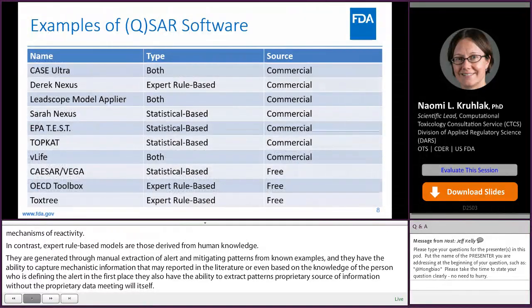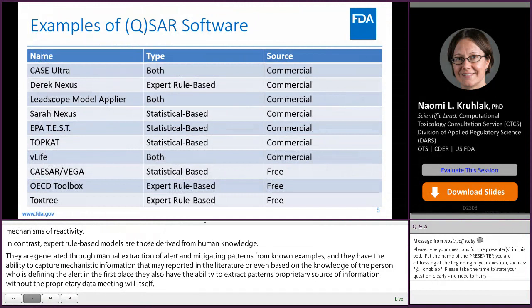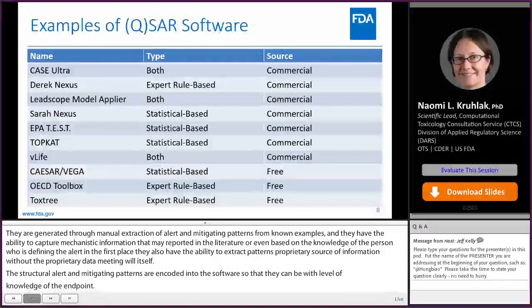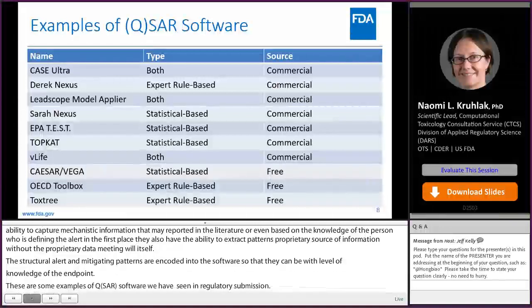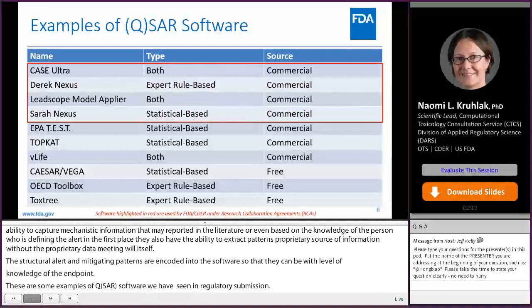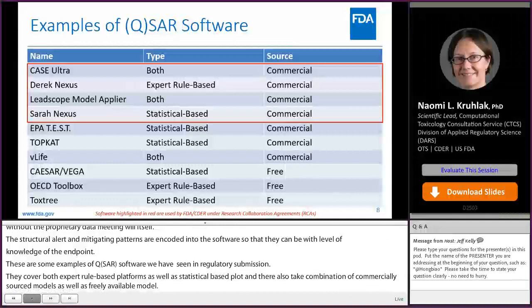These are some examples of QSAR software that we've seen in regulatory submissions, and they cover both expert rule-based platforms as well as statistical-based platforms. And they're also a combination of commercially sourced models as well as freely available models. The ones that I'm highlighting at the top in red are those that we use routinely at FDA CDER under research collaboration agreements with the respective companies.